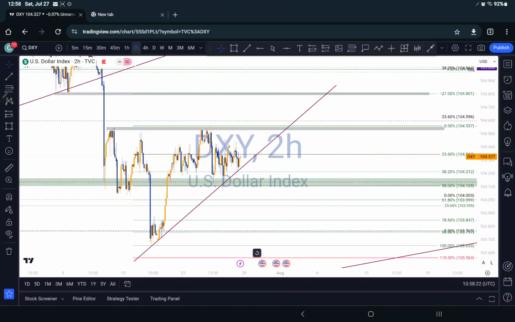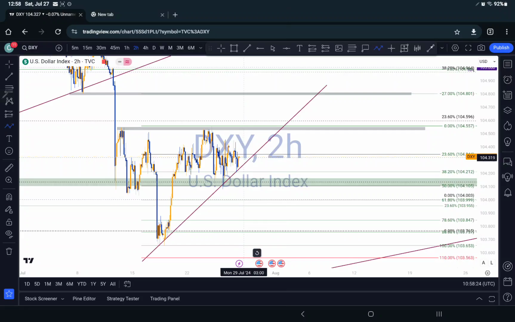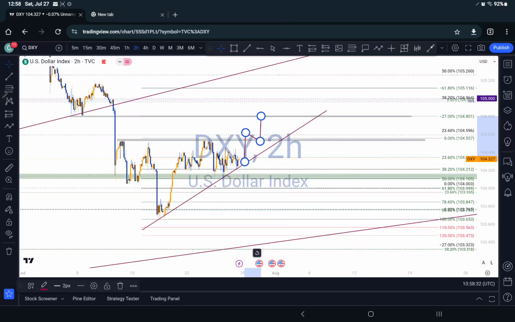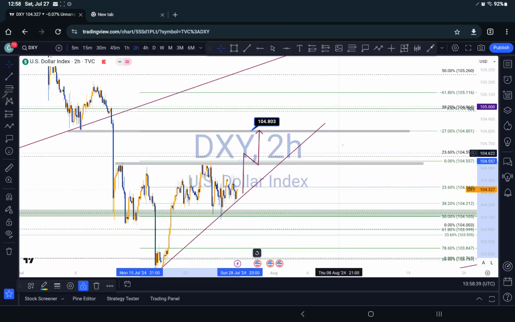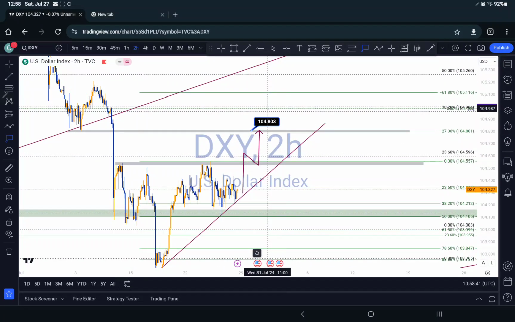Let's see. So I'm just gonna put my scenario for uptrend, something like this, right up to my negative 27% level, which is my first TP area. Then my second TP will be around here. That'll be my TP 2 for the XY.